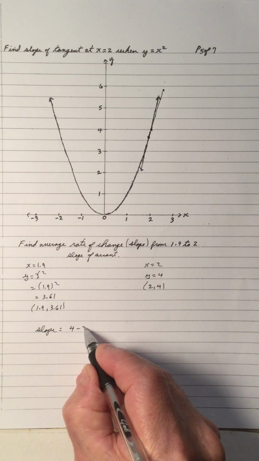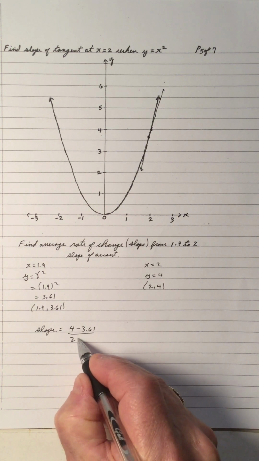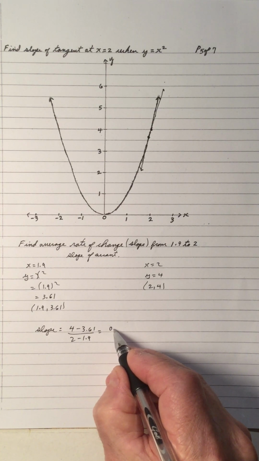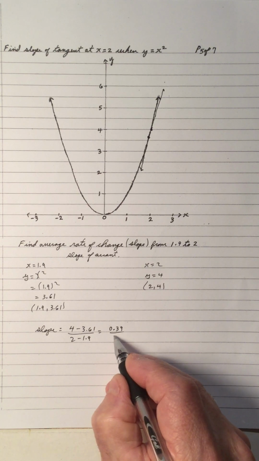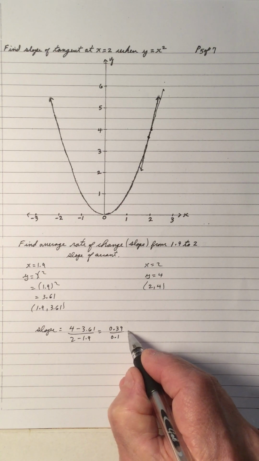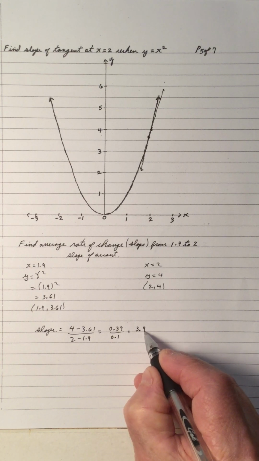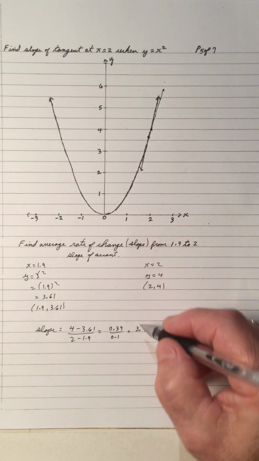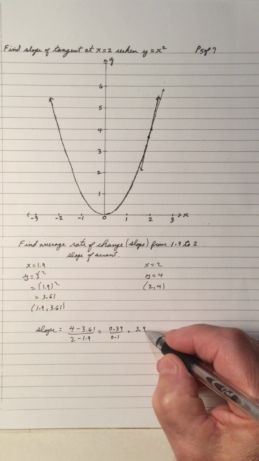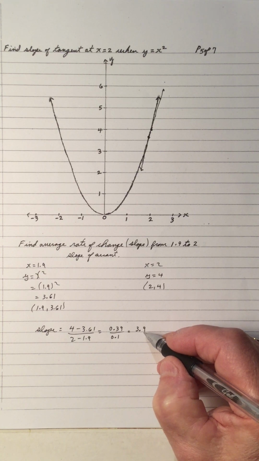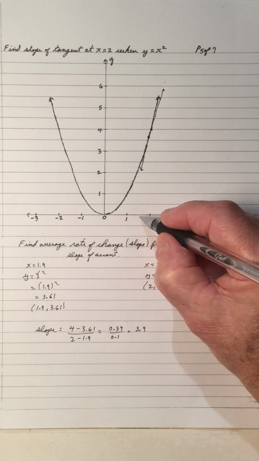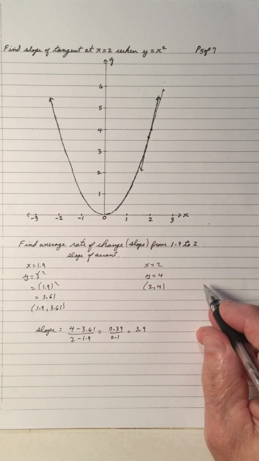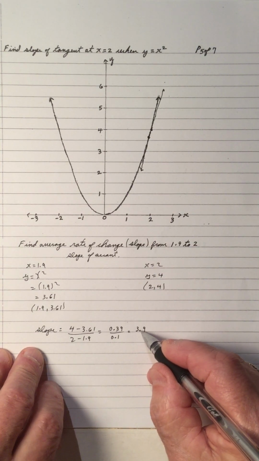So we have 4 minus 3.61 over 2 minus 1.9, and that gives us 0.39 over 0.1. And when you divide that out, you get 3.9. So the slope of this secant is 3.9. It's getting higher and higher. The last one was 3.5, this one is 3.9. So the closer and closer I get to 2, the slope of the secant is getting higher and higher.